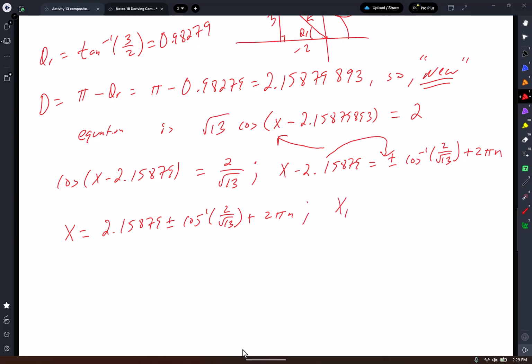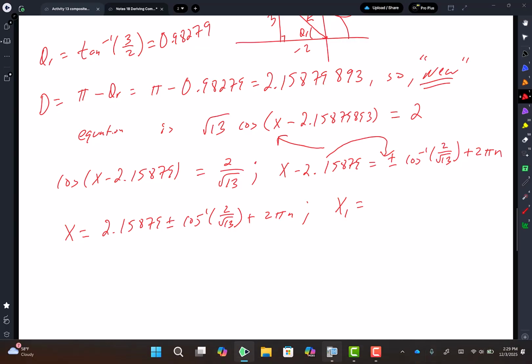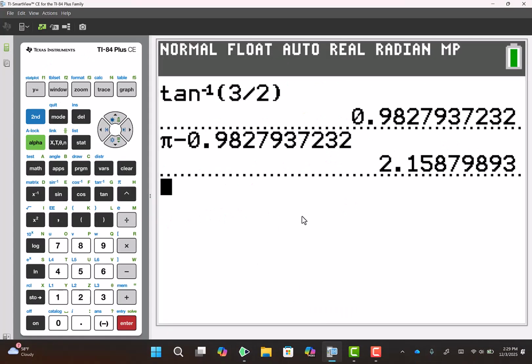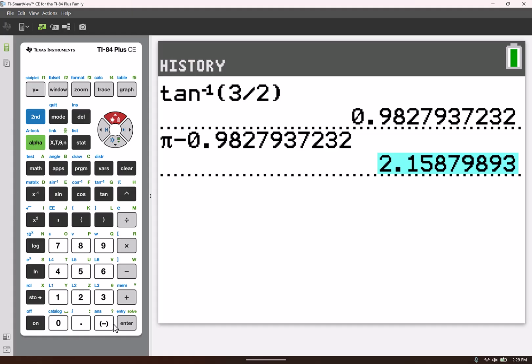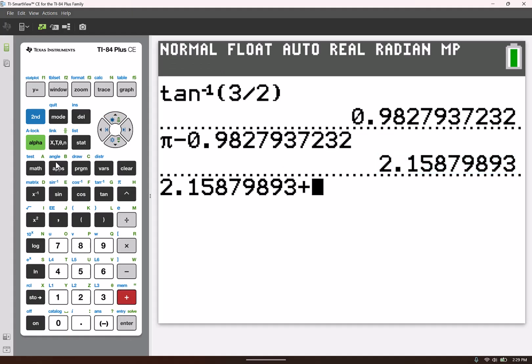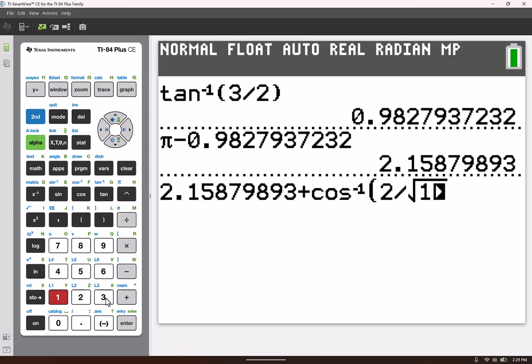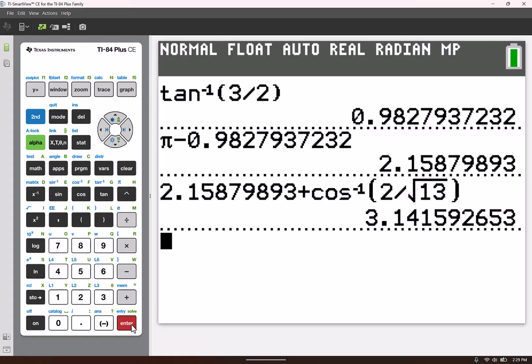Subscript x1 equals... So what am I going to write? I'm going to take my calculator and scroll up to this. And I'm going to take that number plus arc cosine of 2 divided by square root of 13. I don't see any issues. I think I did that okay. So 2.15879 plus that. I push enter, and there's one answer.